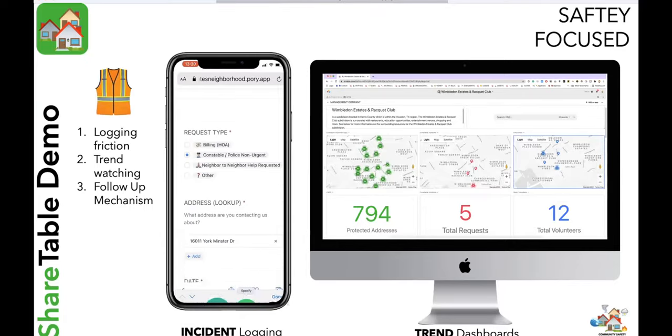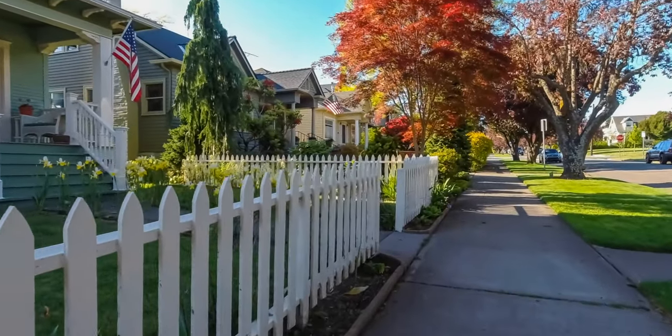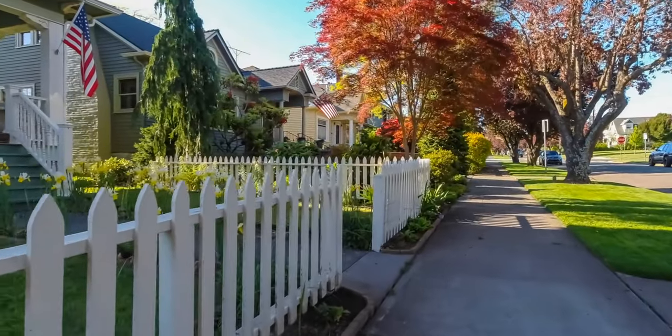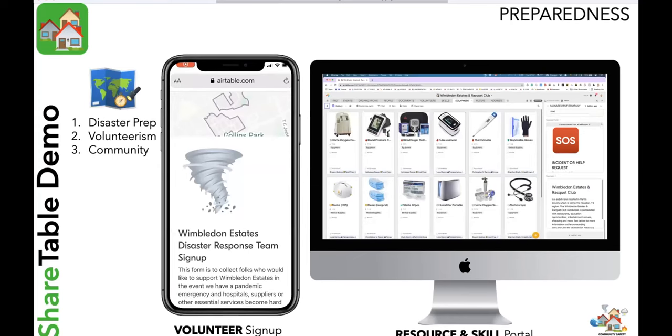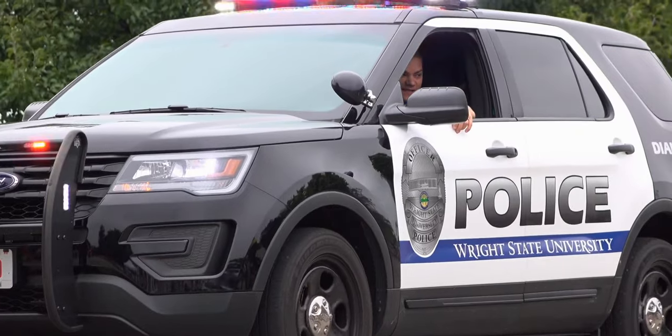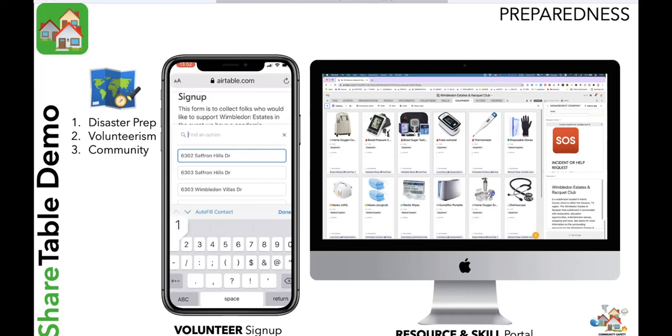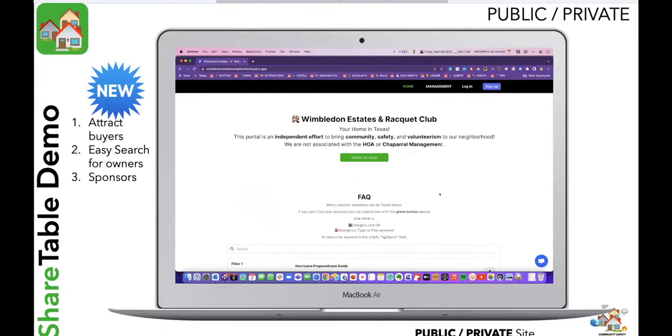The logging was tied to addresses because everybody's addresses were in the tax records. So tie them to maps so that people can kind of see what's going on. We even allowed the local constable, that's what we call the police in Texas, to be able to see real-time help. This allowed us to really create kind of an entire neighborhood that helped each other.